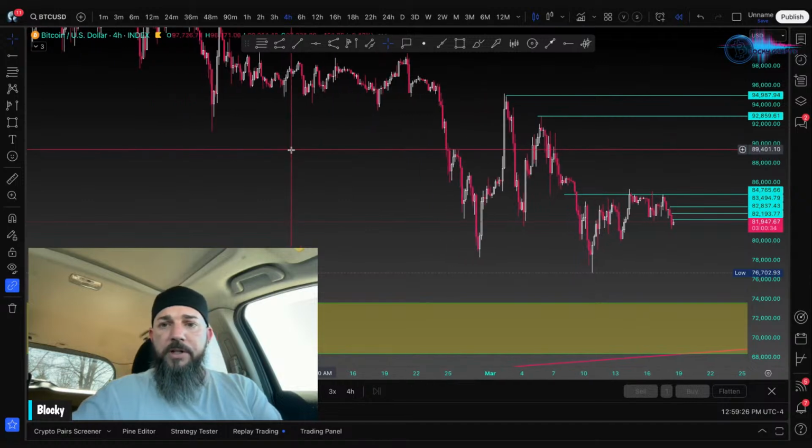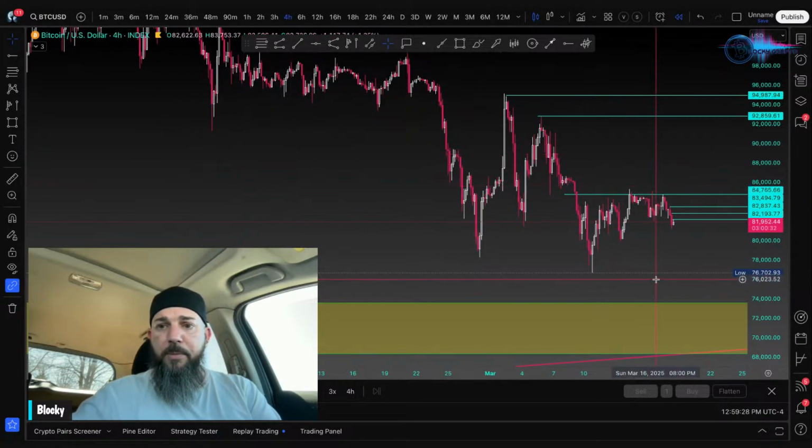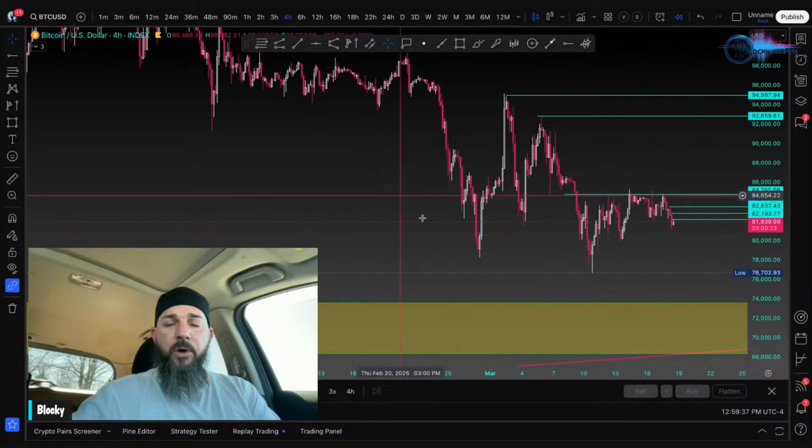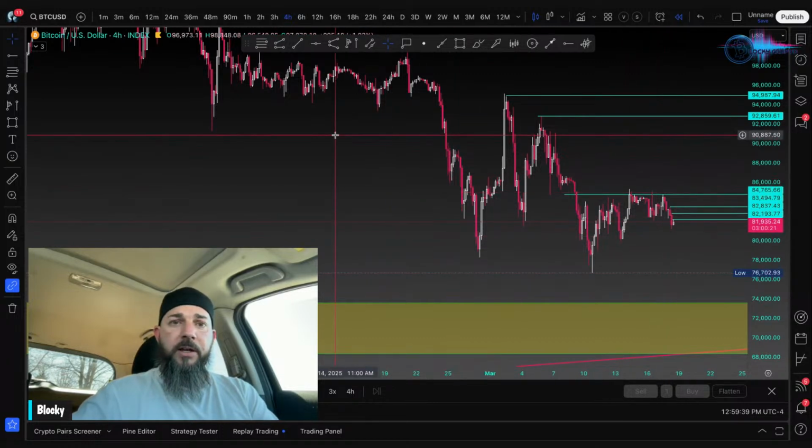So yeah, that's pretty much it on Bitcoin. We're just waiting for some type of movement. The way you're going to judge the market better is by fast movement, not this sideways bull crap. Really, this is a no trade zone for me, in my opinion.